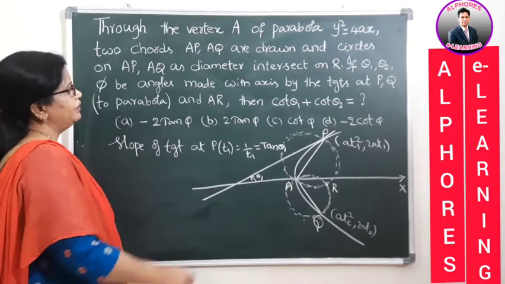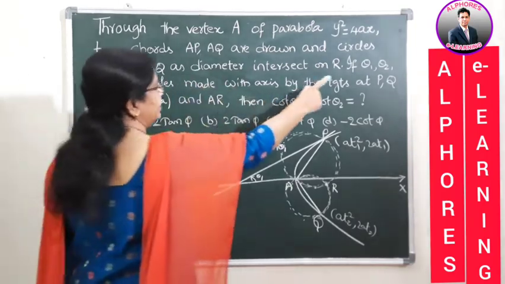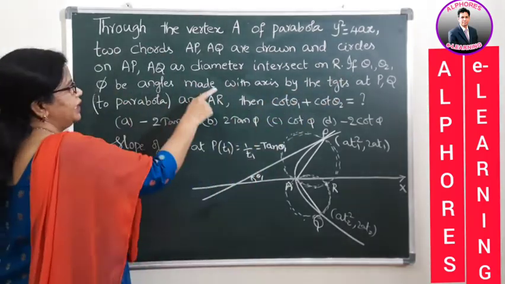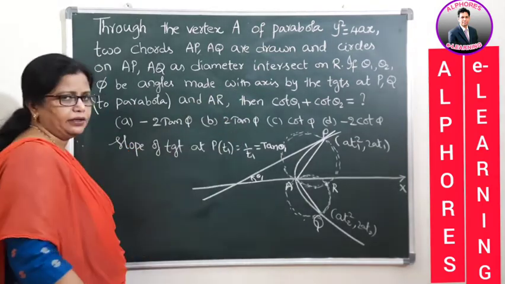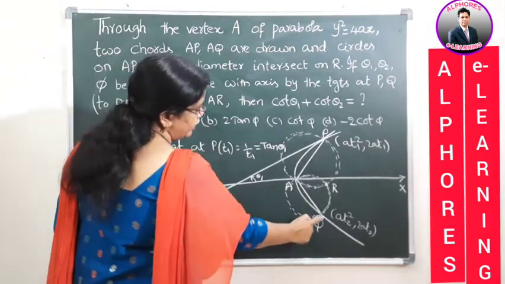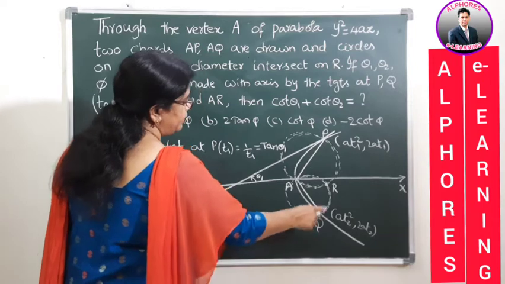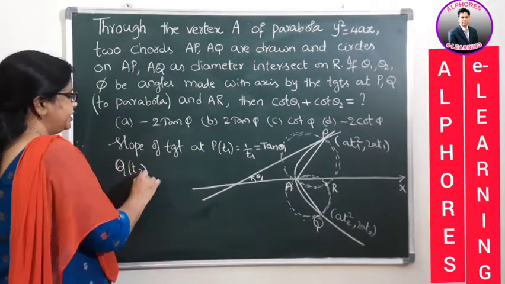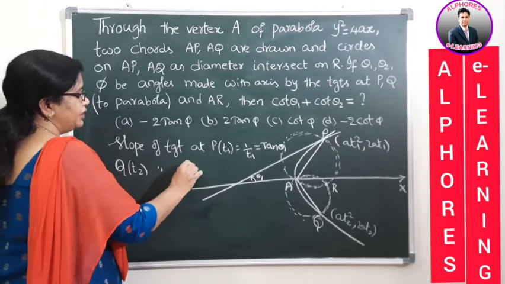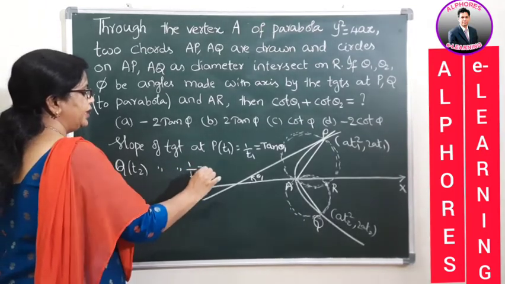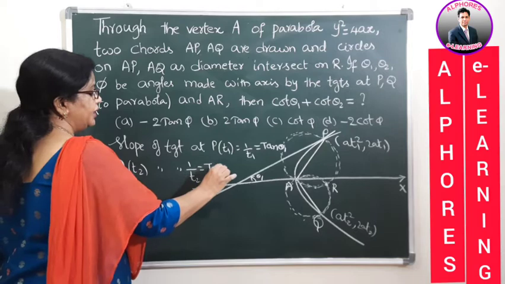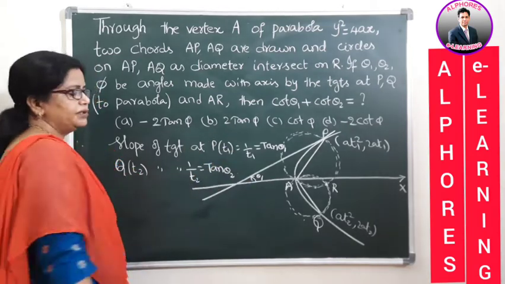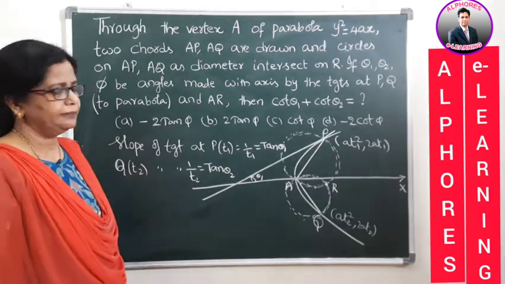And the other one, that is theta 2. Theta 2 is the angle made with the x-axis again, by the tangent drawn at the point Q. So in the same way, Q of t2, the slope of the tangent is nothing but 1 by t2, and this is given as tan theta 2. Okay, so these are the values given in the data.